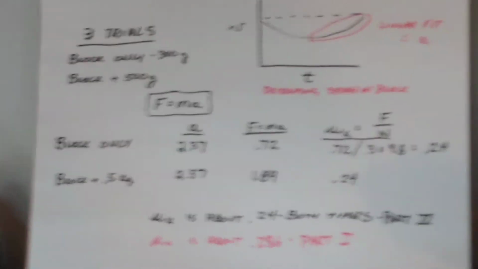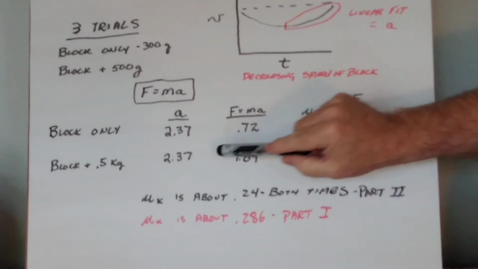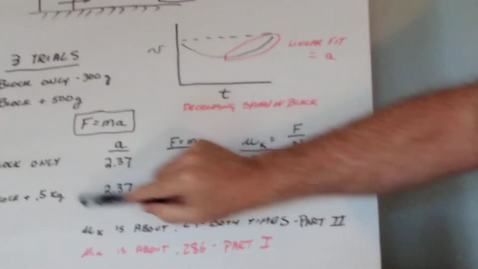I had to back up here. And in our second case, again 2.37, for block and block only.